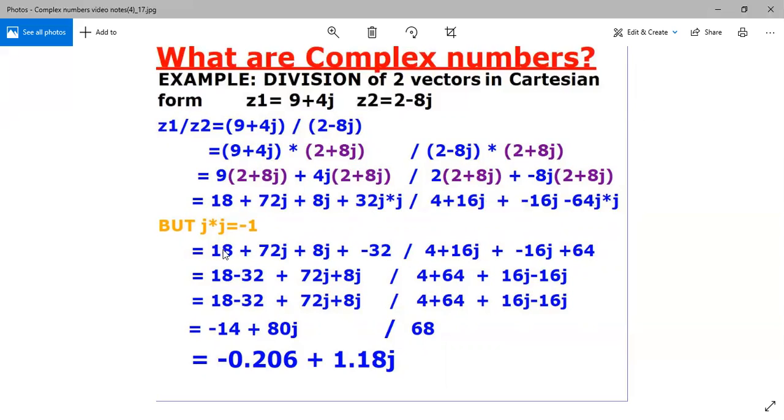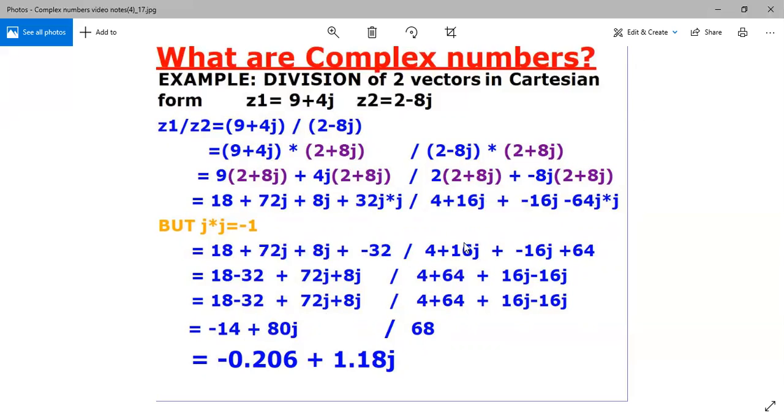So on the numerator, we add the horizontal terms together, 18. If j squared is minus 1, we've got minus 32 here. 18 minus 32 in the horizontal direction is minus 14. In the vertical direction, we've got 72j plus 8j, which gives us 80j.